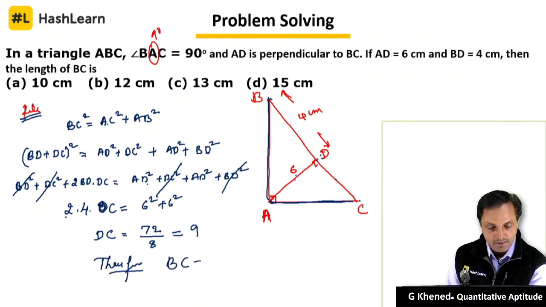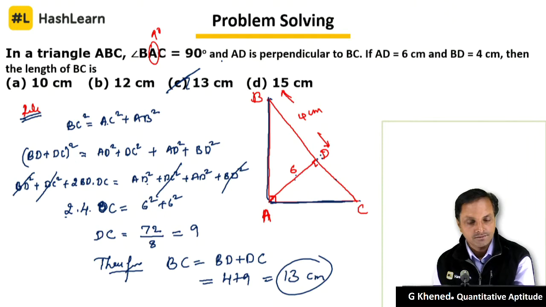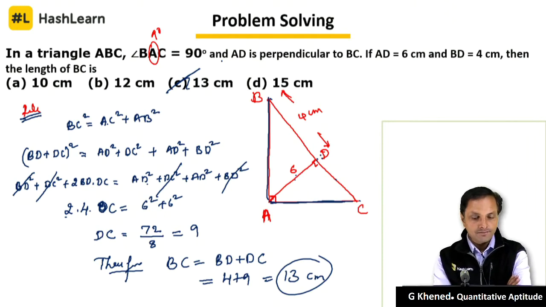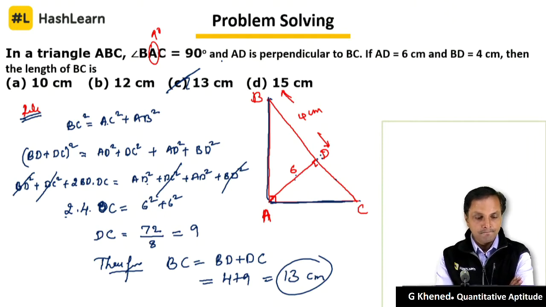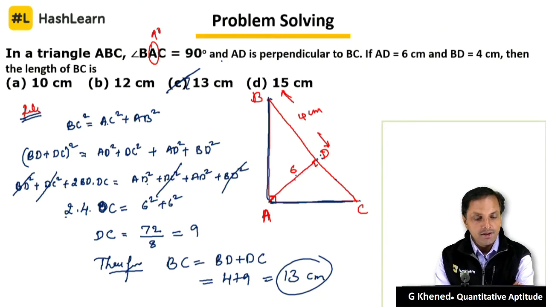Therefore your BC length will be equal to BD plus DC, which will be same as 4 plus 9 is equal to 13 centimeter, which is there in the option C. There is an option C which is equal to 13 centimeter. So here we are using the concept of Pythagoras theorem.